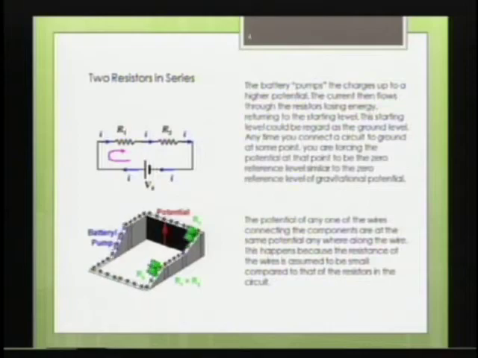Dissipate energy. And this starting level could be regarded as the ground level. Anytime you connect a circuit to ground at some point, you are forcing the potential at that point to be the zero reference level, similar to the zero reference level of gravitational potential, right? So we said that the voltage difference is similar to the difference in height in the mechanical analogy, right? Okay, so you will have this posted on Moodle, and you can look more.